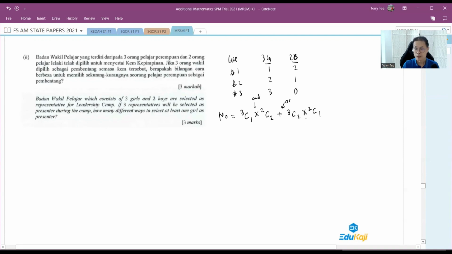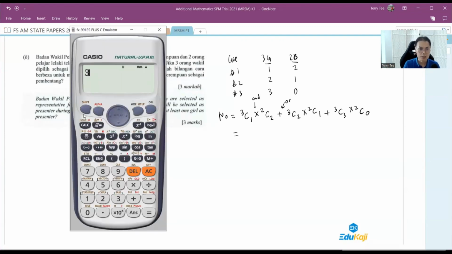This one happens simultaneously, I multiply. Or 3 girls, I choose 3. 2 boys, I choose none. Now use your calculator. We can actually do one shot. Don't do one by one. 3C1 is actually 3. But if you're not sure, you can just type in the calculator.